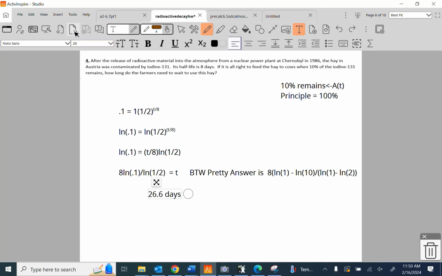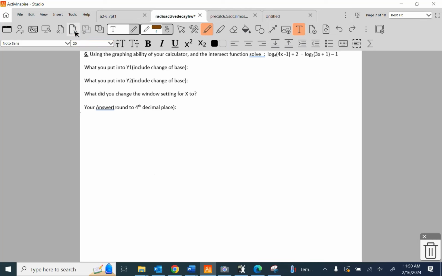And moving forward with my life. Using the graphing ability of your calculator and the intersect function, solve log base 4 of (4x minus 1) plus 2 equals log base 2 of (3x plus 1) minus 1. If you want to know how to do these things by hand, find me. I'd be happy to show you.